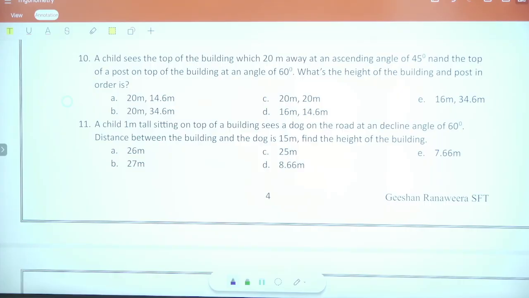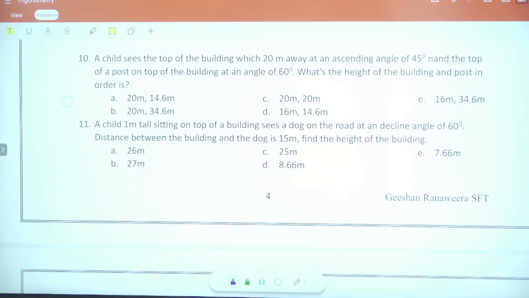The child sees the top of a building which is 20 meters away from the ascending angle of 45 degrees. Then the top of the post on top of a building at a 60 degrees of angle.